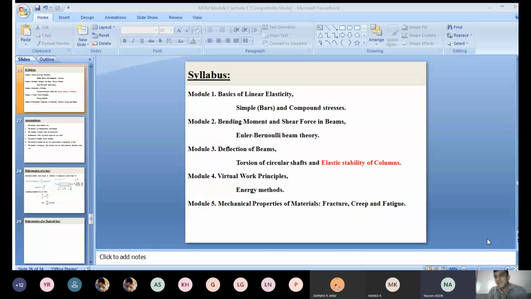Okay, sir. Beams. A brake also. If you apply a brake, the brake lever, what type of load is acting here? A transverse load on the lever. That also comes under beam. Okay, sir.